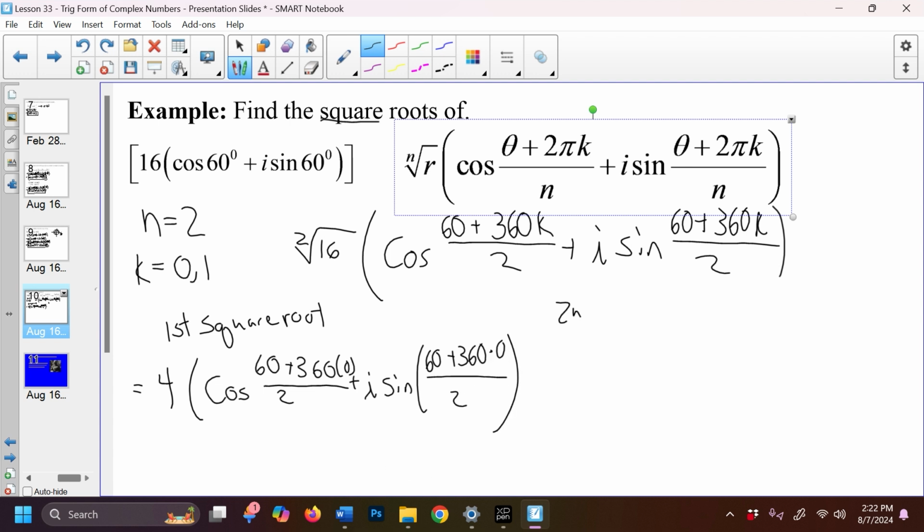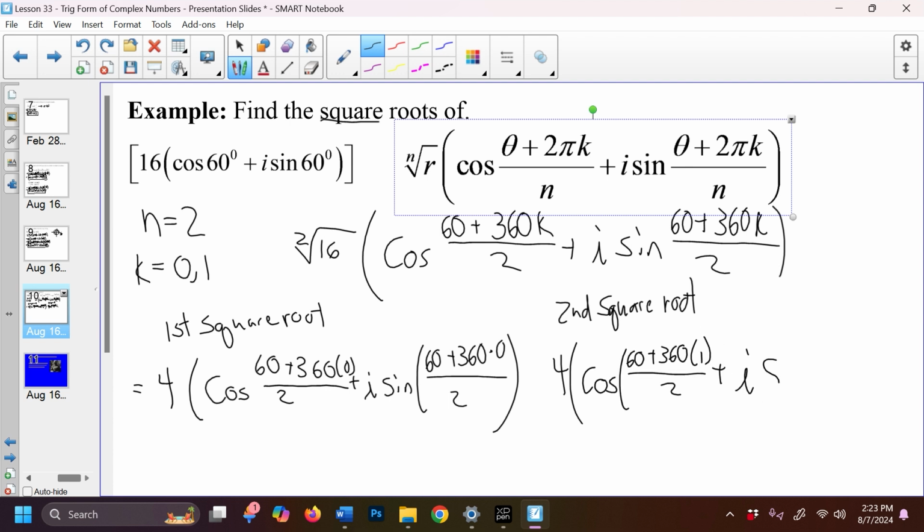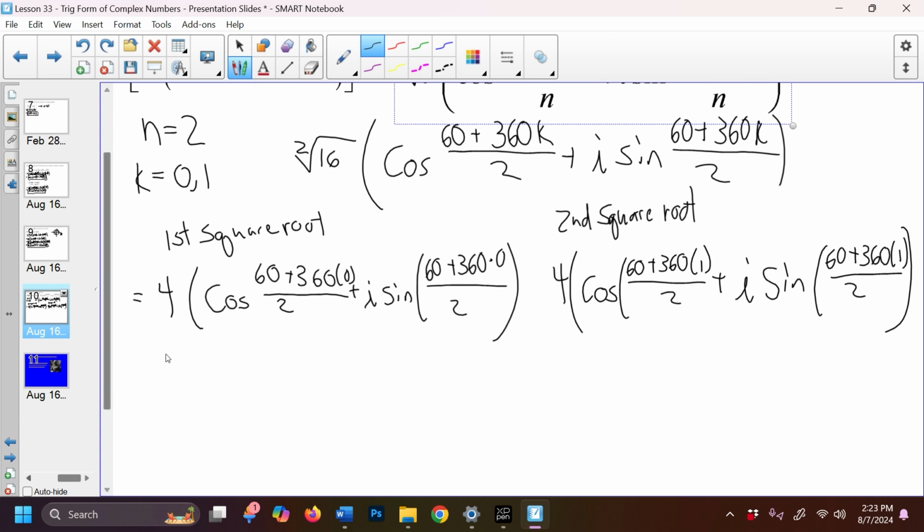And then my second square root will be, again, 4, and then I'm going to try and fit this in here. It'll be the cosine of 60 plus 360 times, now k equal to 1, all over 2, and then it will be plus i sine 60 plus 360 times 1 all over 2. And let's see, let's reduce this. So I'll have 4 cosine, 360 times 0 is 0, plus 60 is 60, divided by 2 is 30.